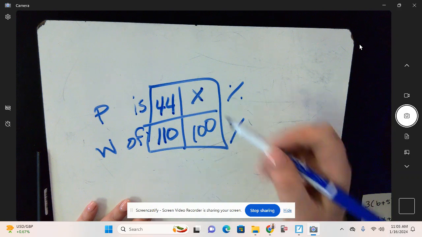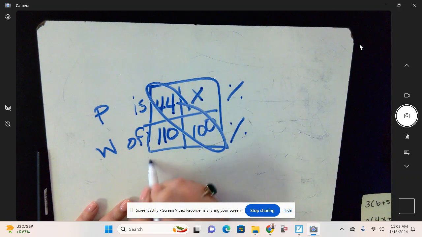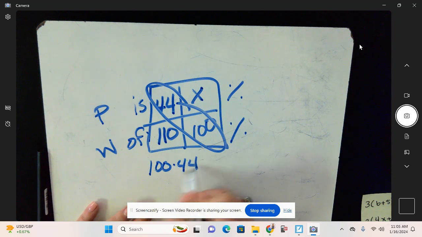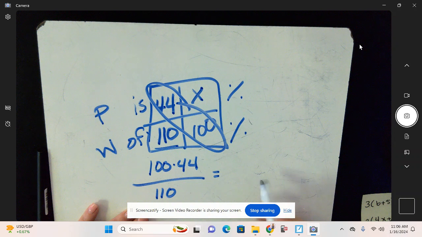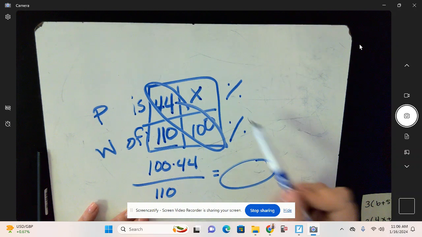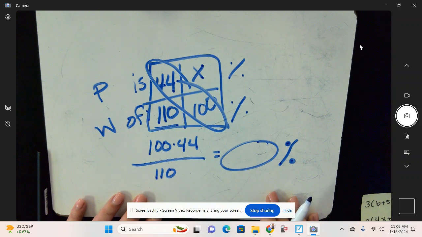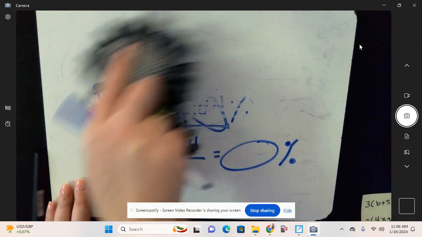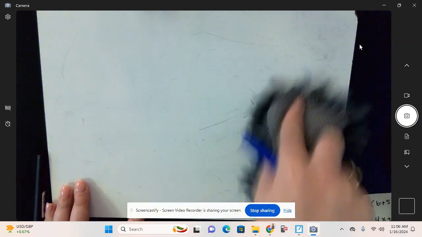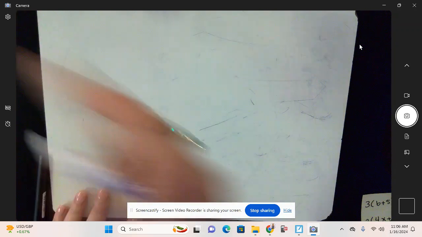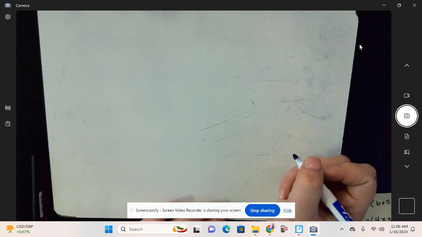Same way that we solved the ratio problem, we're going to cross multiply 100 times 44. We're going to divide it by 110, and I'm going to get my answer. And because you're looking for a percent, it needs to have a percent sign behind it, and you'll have to include the percent sign in Edulastic. Okay, so that's number 4. Number 5, I am not going to work for you because you can work that out in your calculator. So I'm going to skip number 5.